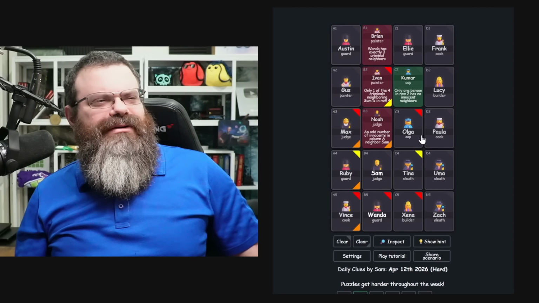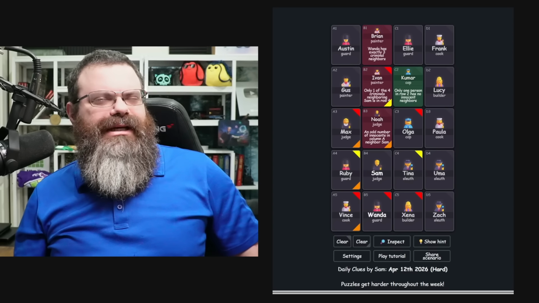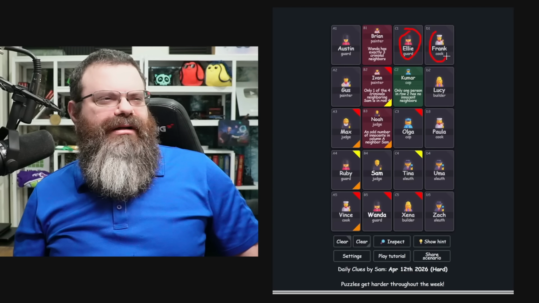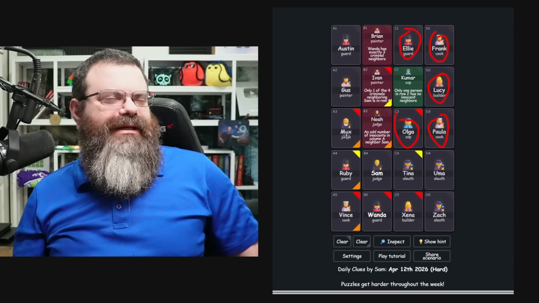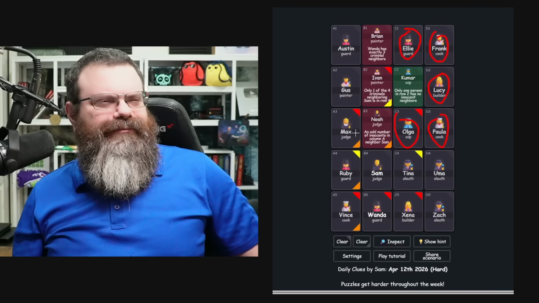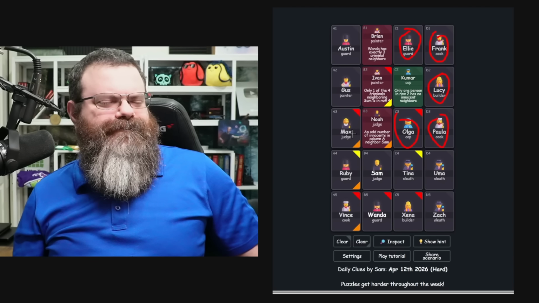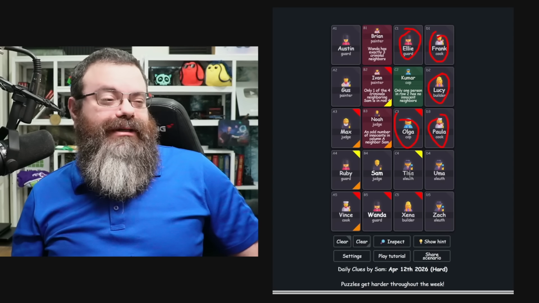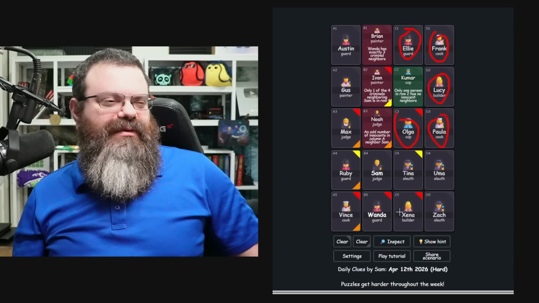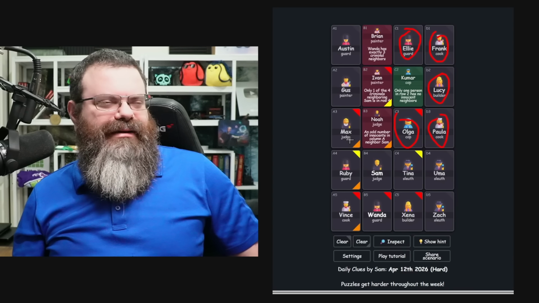Okay, so if we surround Kumar with, I'm going to pull out my pen here because I need more notation. If we make all of these criminals, that means Gus needs an innocent, so that would mean Austin or Max is innocent, at least. That gives Sam 2 out of his 4. And then the third one is Ruby or Tina. So the fourth one is Vince, Wanda, or Xena. Or Max. Fourth one could be Max.